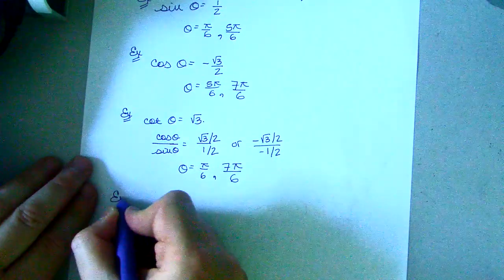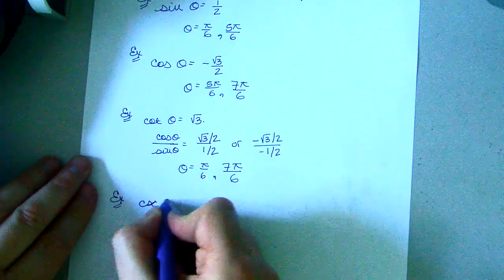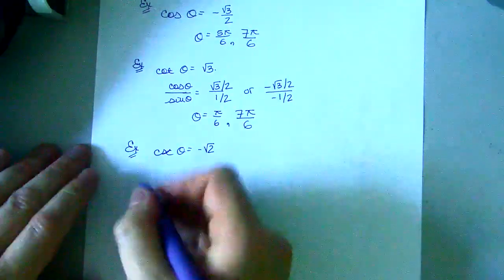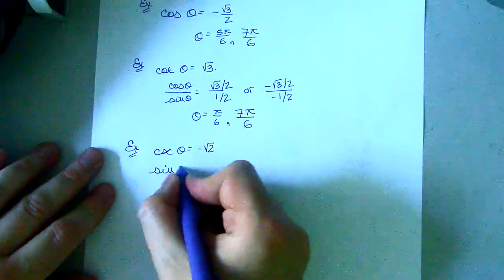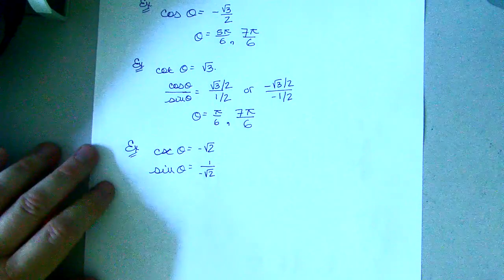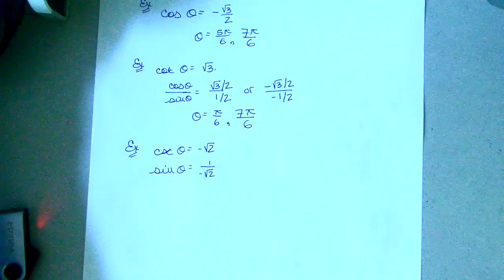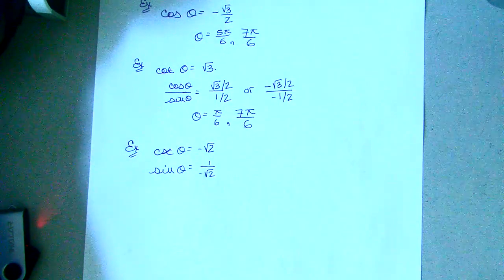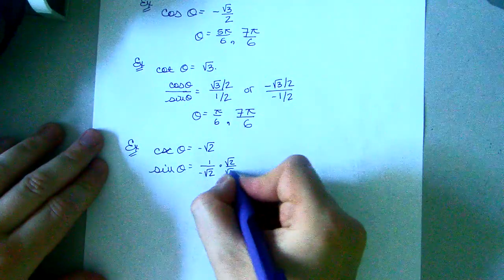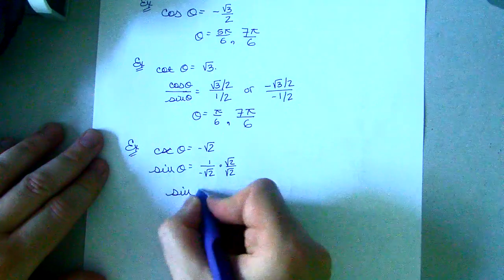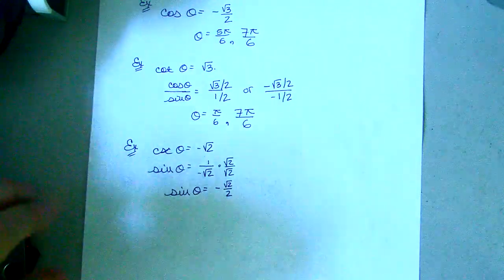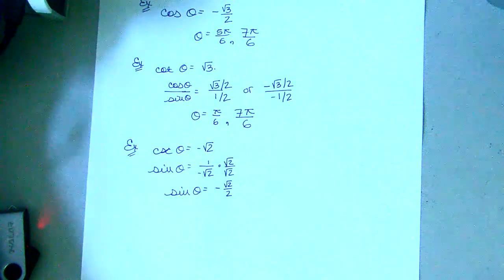One more. Cosecant of theta equals negative root 2. I don't want to do this. I'd rather deal with the sine. Sine of theta equals 1 over negative root 2, which isn't one of my good values, but if I rationalize the denominator, it will make things a little better. Let's multiply by root 2 over 2. That gives us the equation sine theta equals negative root 2 over 2. That is something that I can find around the unit circle.